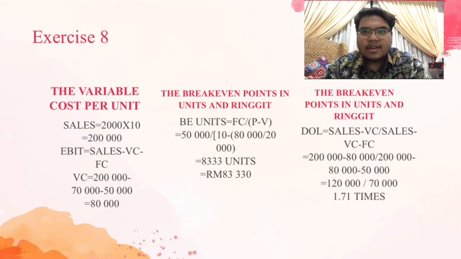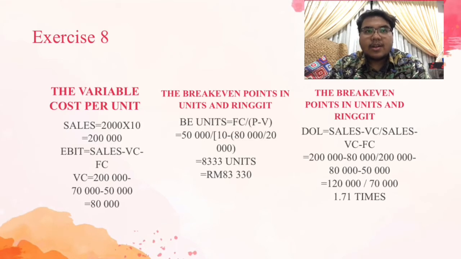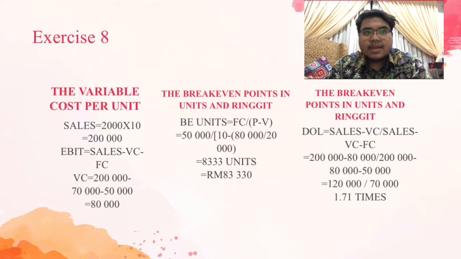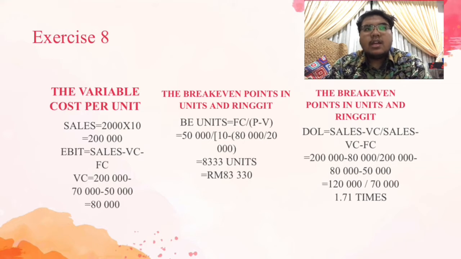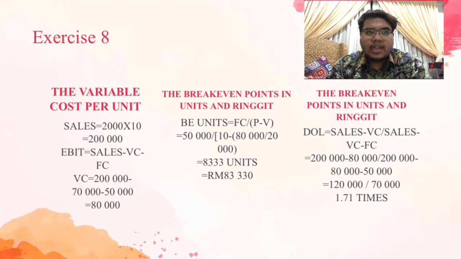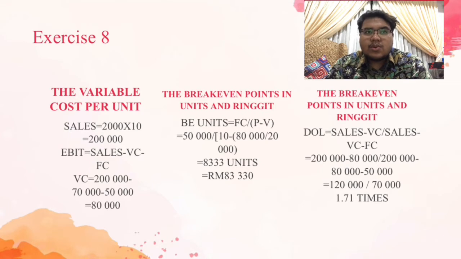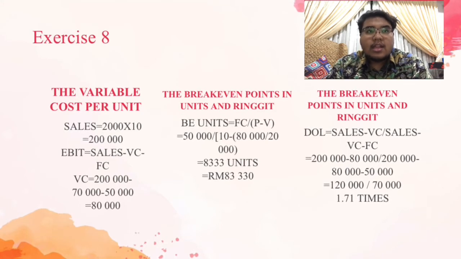Assalamualaikum warahmatullahi wabarakatuh. My name is Muhammad Zahra Kamil Zahir, and now I'll be explaining exercise 8. The first step is to find the variable cost per unit, which translates to sales equals 2,000 ringgit times 10, which is equal to 200,000 ringgit.